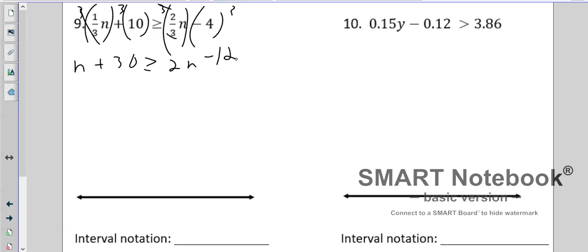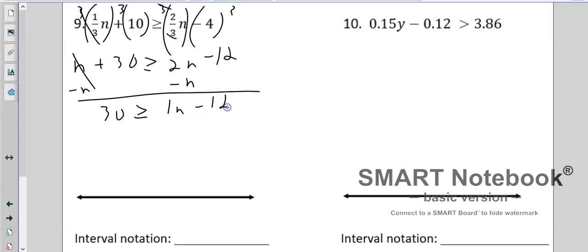Now, here's what we want to think ahead. Remember I told you in the first lesson, some people like to keep their variables positive. Some people like to put them on the left all the time. If you subtract 2n, you're going to get negative n, which means you have to divide and flip the symbol. So personally, I like to stay positive. So that gives me 30 is greater than or equal to 2n minus n is 1n minus 12. I'm going to add 12 to both sides, which gives me 42 is greater than or equal to n.